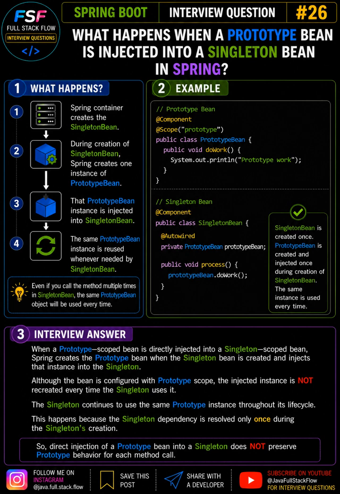Next, now let's look at a simple example. Here the prototype bean is annotated with @Scope with the value prototype. So normally whenever we request this bean from the Spring container, a new instance will be created. But here we are directly autowiring the prototype bean into our singleton bean. The singleton bean itself is a singleton, so Spring creates it only once. While creating that singleton bean, Spring creates the prototype bean and injects that particular instance. So simply making a bean prototype doesn't mean a new object will be created for every method call.